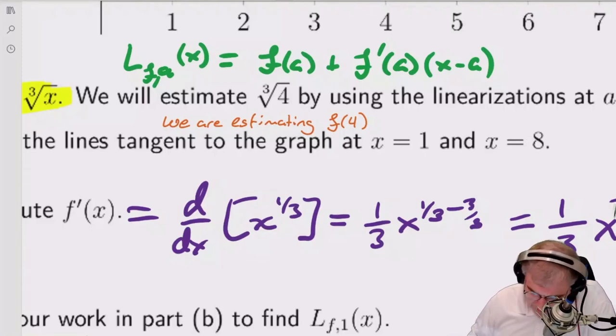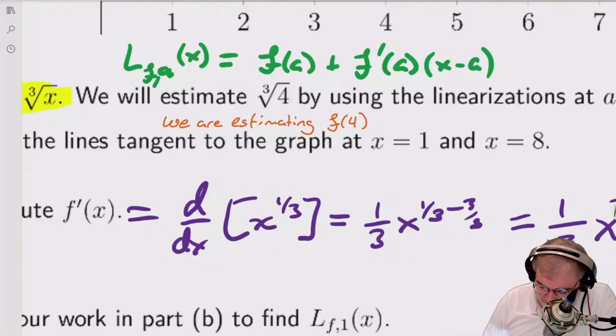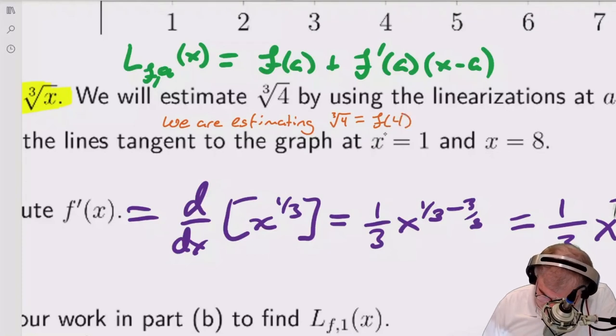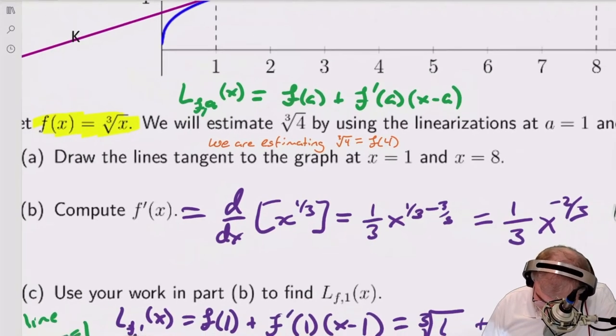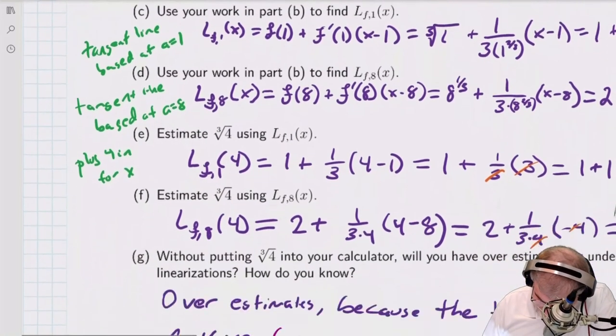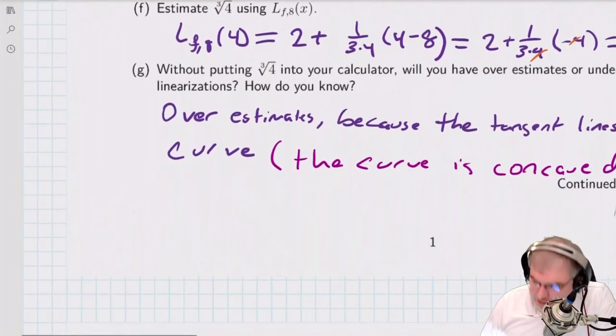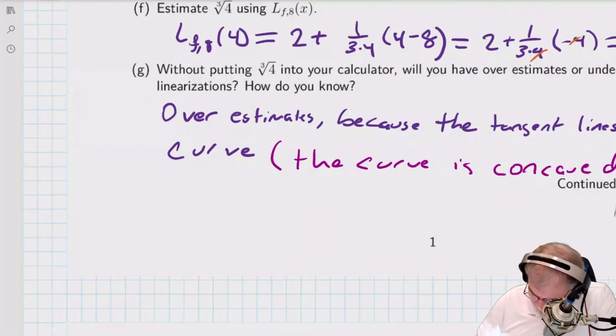So make sure, you might actually want to write that. We are estimating f of 4. We're estimating cube root of 4, which equals f of 4. All right, so we're going to plug in 4. Okay, and the book goes over that too, but that's the big idea.